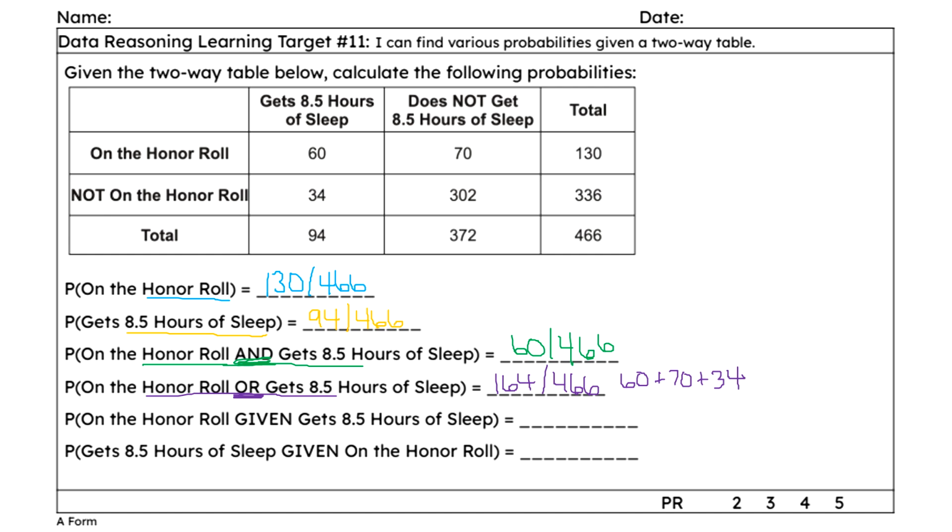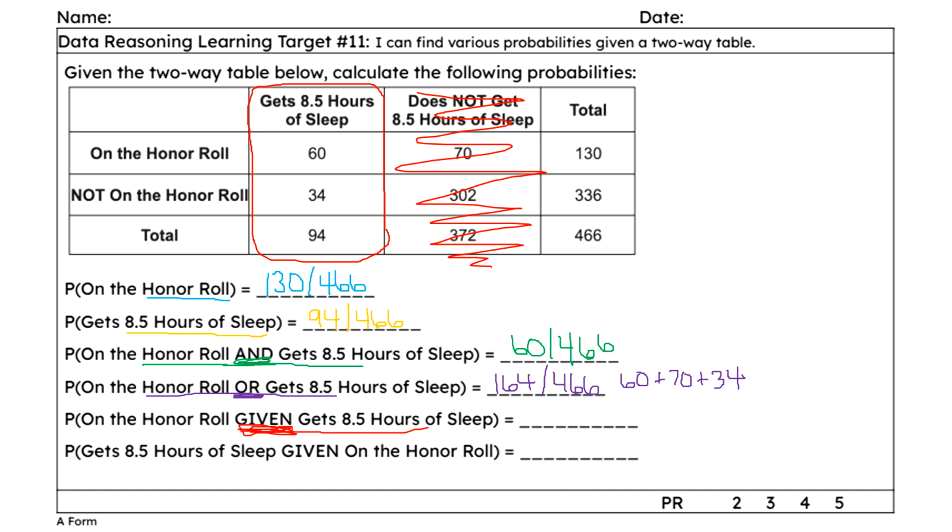So let's see our first one here. It says, what is the probability a randomly selected person is on the honor roll given that we know that they get 8.5 hours of sleep? So in this case, we want to completely exclude the people who do not get 8.5 hours of sleep. So we're not going to look at this column whatsoever. We're just going to be looking at the column of people who get 8.5 hours of sleep, given 8.5 hours of sleep. We don't care about the other group. We're just looking at a subset of the total.